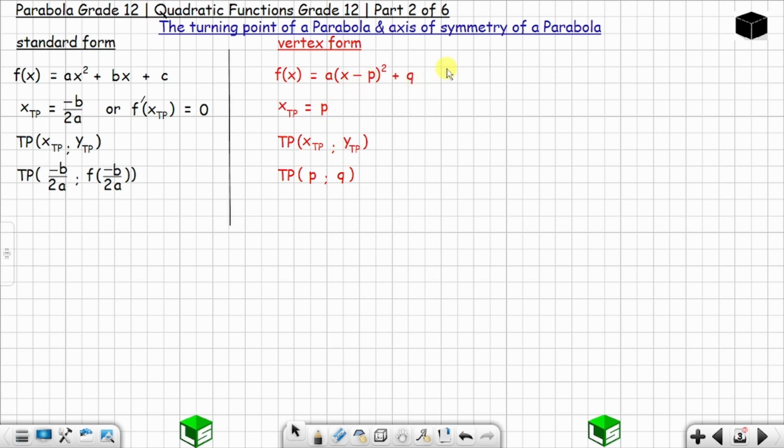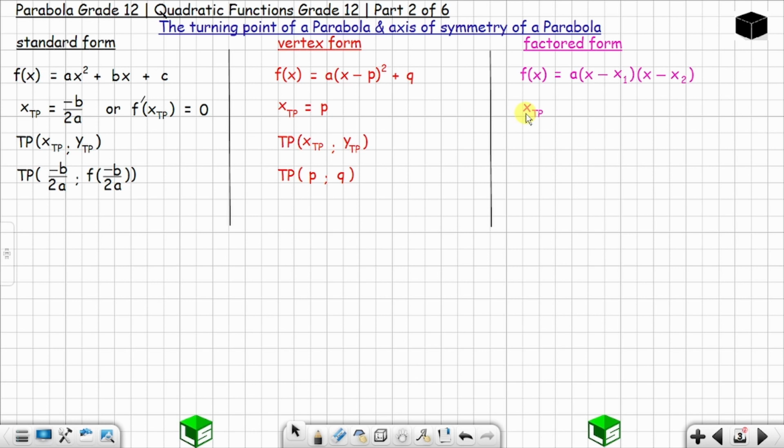Okay, what if you are given this form, the factored form, which is this one? How can you find the x coordinate of the turning point? You can find the x coordinate of the turning point by taking this first x-intercept plus this second x-intercept. You divide by 2 because the x coordinate of the turning point is in between these 2 points. Okay, so this is going to make sense as we move on.